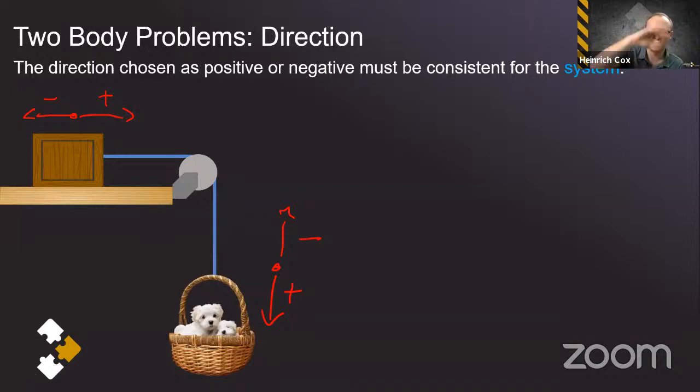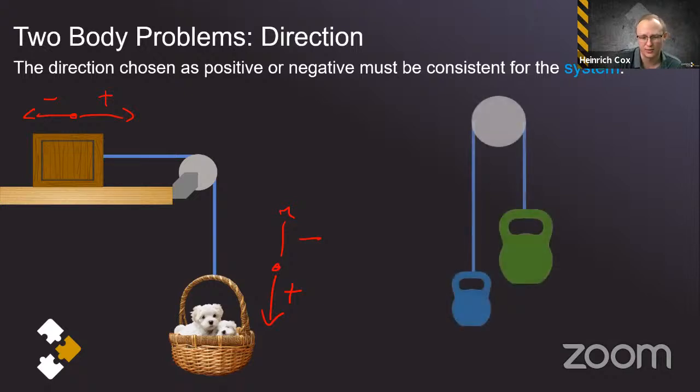If the system moves in one way, it's all positive. If it moves in the other way, it's all negative. Right? Another one is this here. If, for example, this green kettlebell moves down and you take down as the positive direction, when green goes down, blue must go up. So as weird as this is, in order to have consistency in direction, the positive direction for the blue kettlebell will be upwards and the negative direction will be downwards.